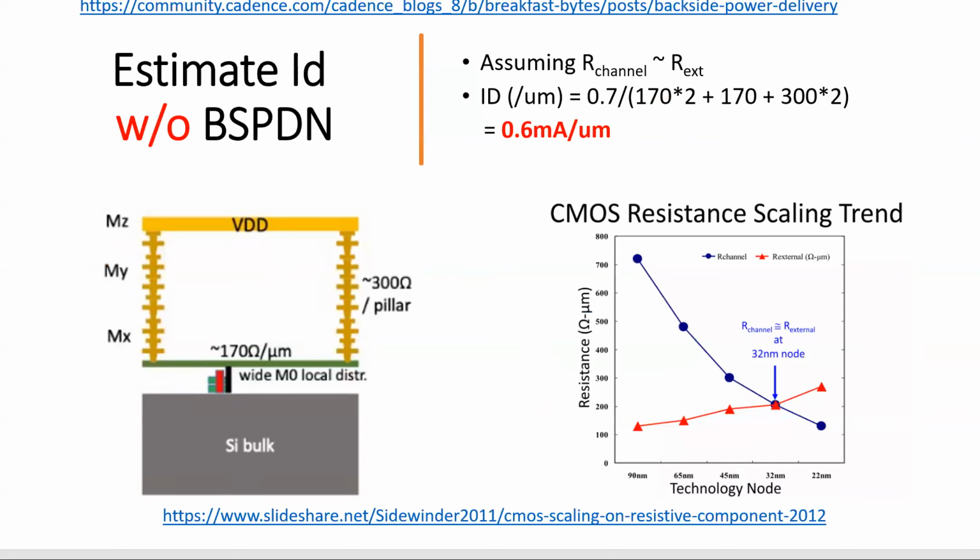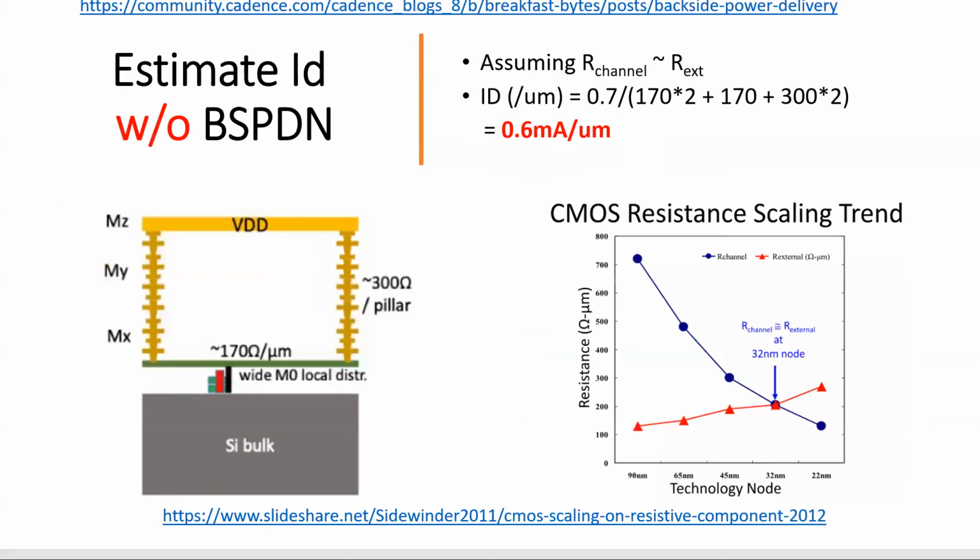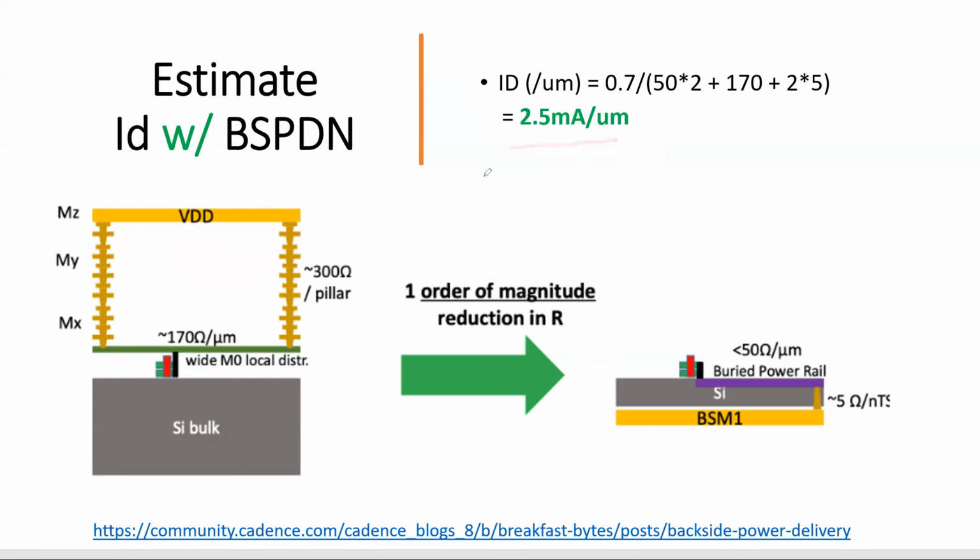And now it dropped to 5 and 50. So the drive current becomes 2.5 milliamp per micrometer. It's a huge boost, right? Previously it was 0.6 milliamp, and now with the backside PDN, it's 2.5 milliamp. It is 4 times larger.